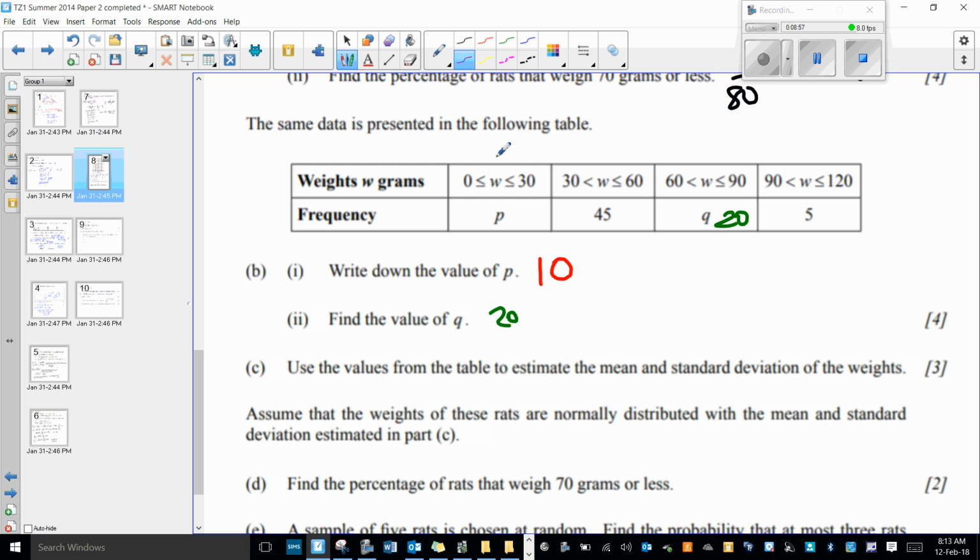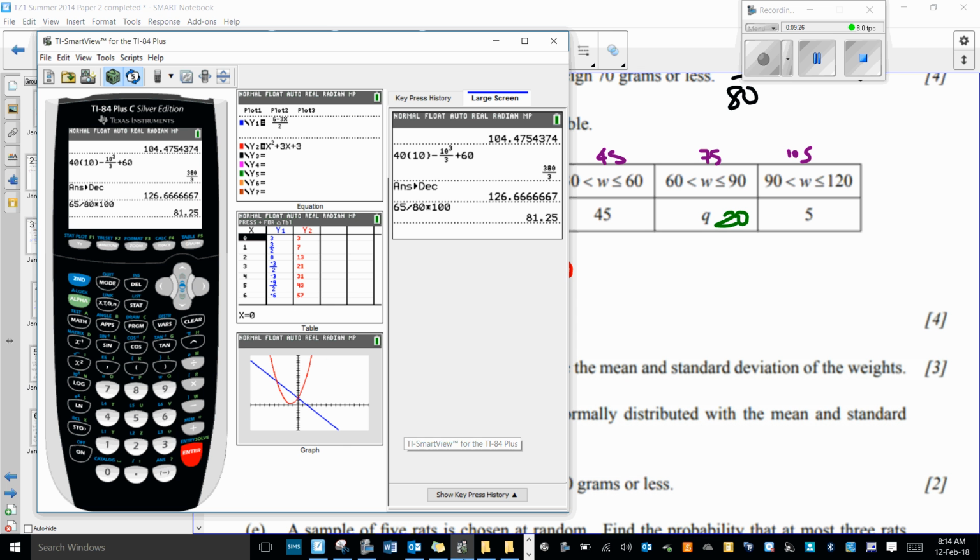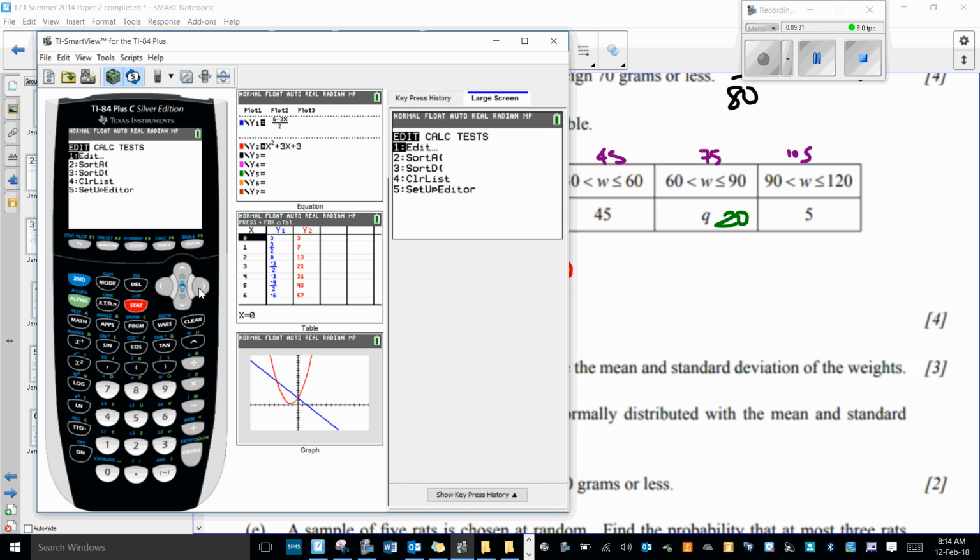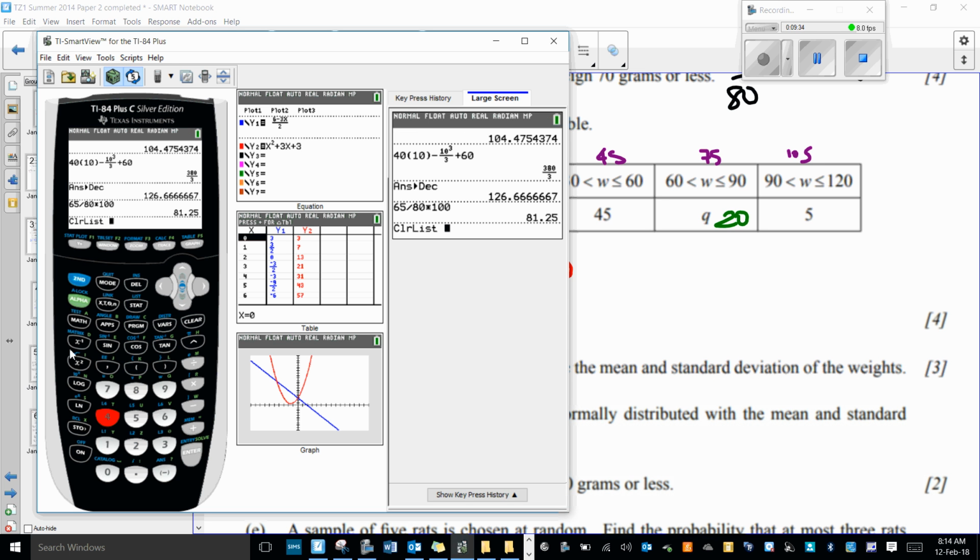Alright, so if it says from the table, we'd go back to our old-fashioned ways. So we'd find midpoints. So that's 15, 45, 75, and 105. We then multiply our values together and add them up and divide by total frequency. Or if you recall, we can stick these values into the calculator. So stat, clear list. I've got something in some of my lists, so I'll clear them.